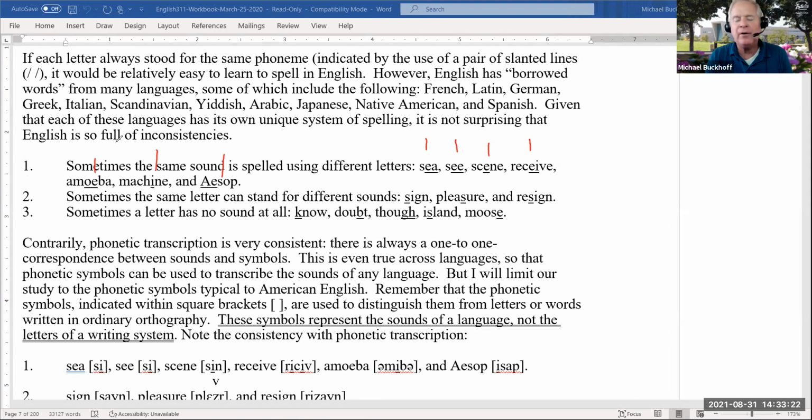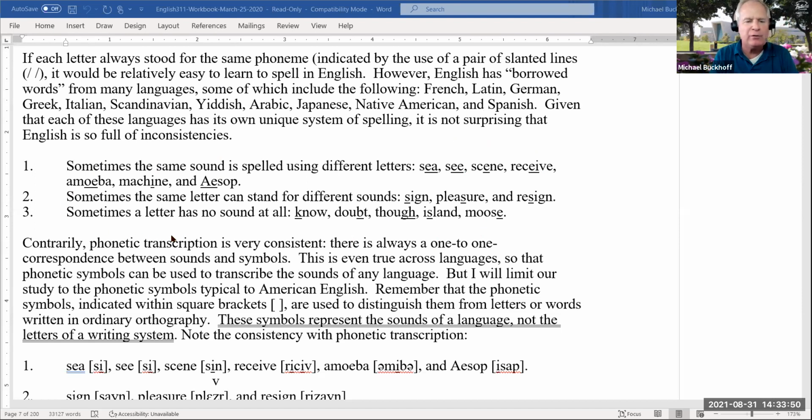Sometimes the same letter can stand for different sounds. Think about the word sign, pleasure, and resign. Think about those 3 S's there. Sometimes a letter has no sound at all, as in the words no, doubt, though, island, and then moose. So those are examples of inconsistencies. And of course, that's the short list. There are many, many inconsistencies in the English language.